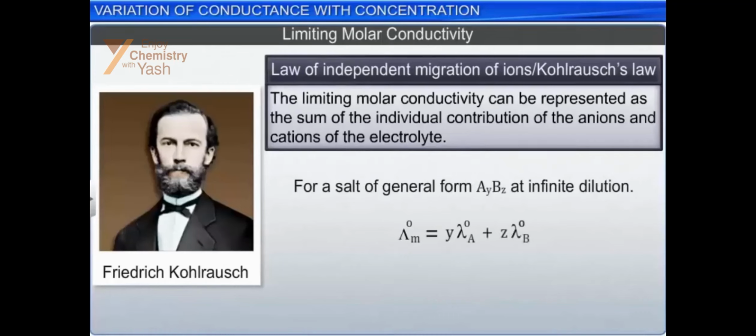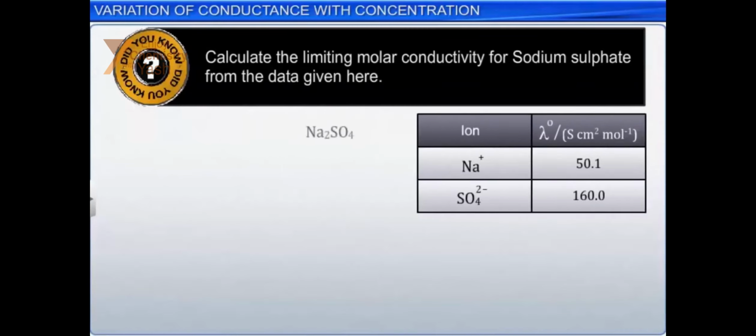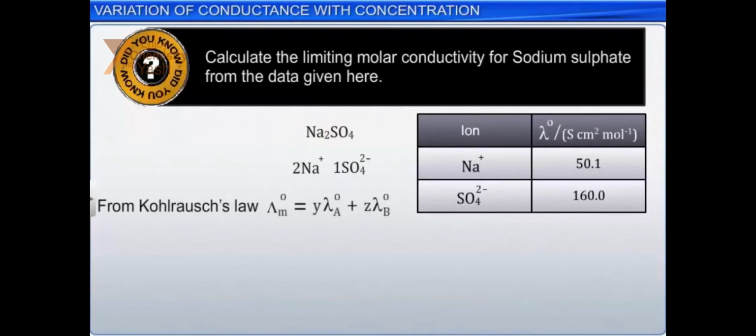Try to work through this problem on your own before checking the answer. Calculate the limiting molar conductivity for sodium sulfate from the data given here. Sodium sulfate contains 2 sodium ions and 1 sulfate ion. From Kohlrausch's law, the limiting molar conductivity is equal to 2 times the limiting molar conductivity of sodium ions plus the limiting molar conductivity of the sulfate ions.